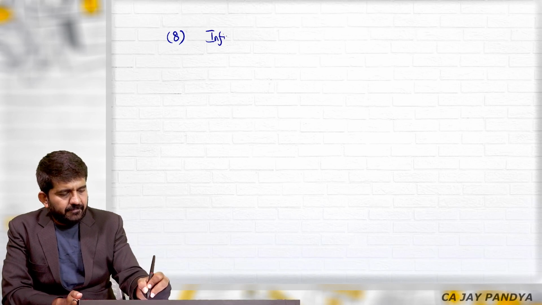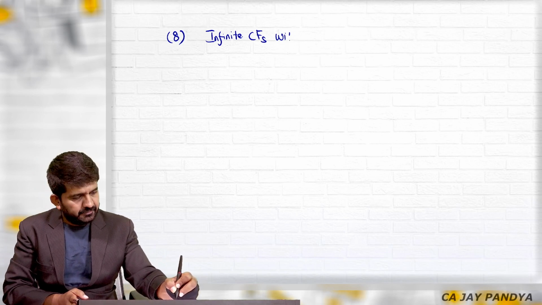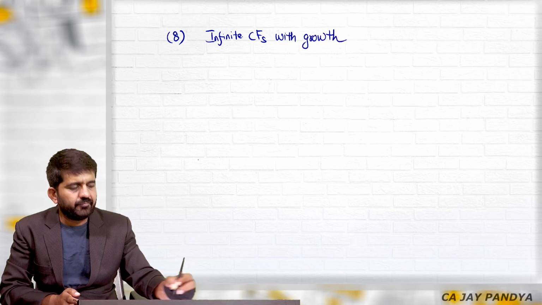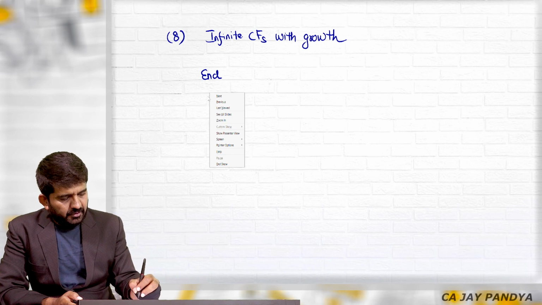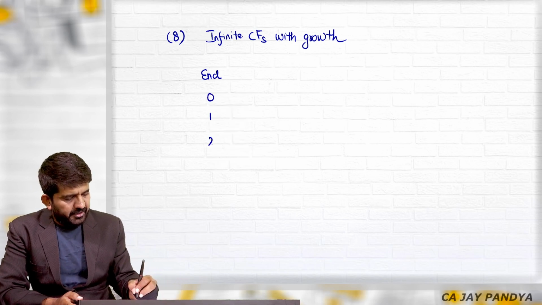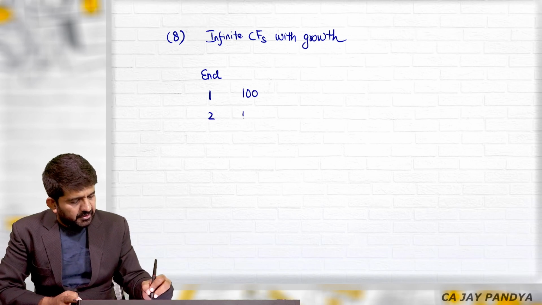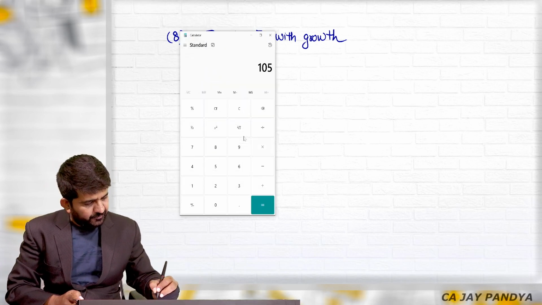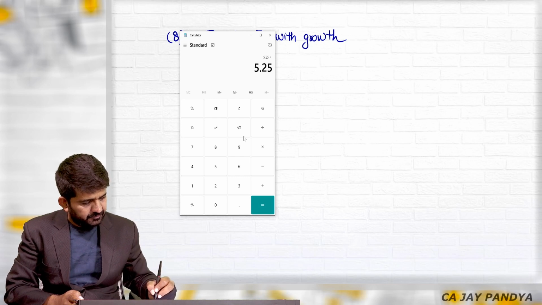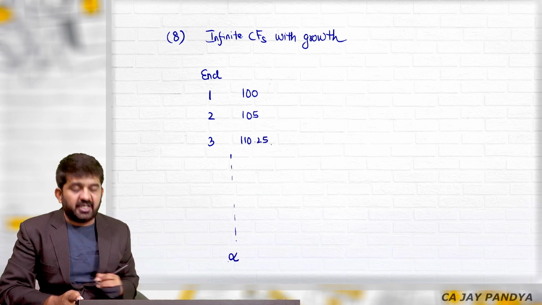Let us go to the eighth one. It is infinite cash flow but with growth. See what is the case? At the end of 1, 2, sorry, it should start with 1, it cannot start with 0. The first year the cash flow is 100. The second year the cash flow is 105. Third year the cash flow is 105 plus 5%. It is 110.25. And this continues up till infinite.